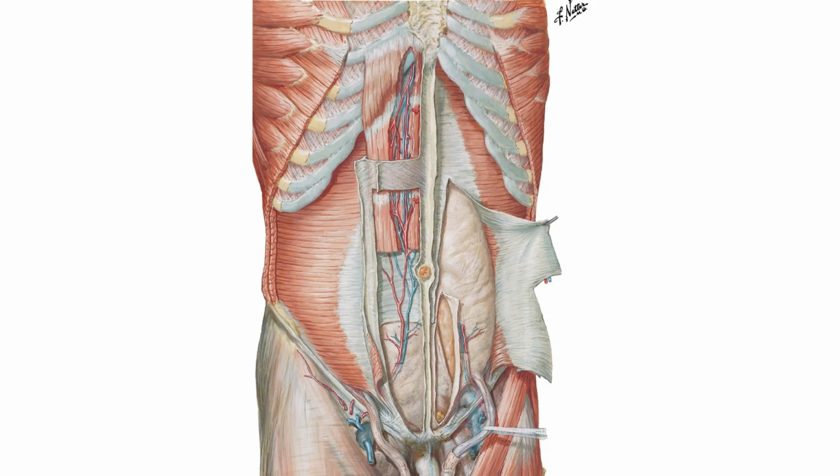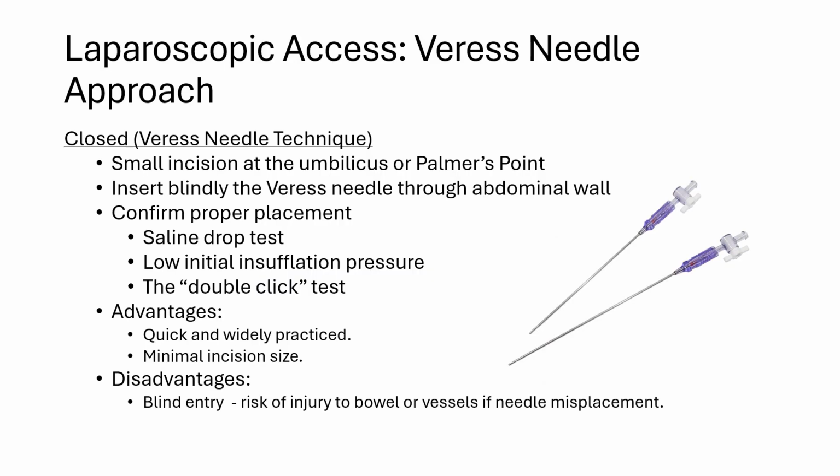Sweet. Now that we've covered all the pertinent anatomy, we can actually go ahead and learn about the different methods of gaining abdominal access. The first one I want to cover is called the Veress needle approach. It's also called the closed approach. And the way you do this is that you make a small incision at the umbilicus or at Palmer's point. If you recall, Palmer's point is 3 centimeters below the subcostal margin along the midclavicular line. You make that small incision and then you insert this Veress needle through the layers of the abdominal wall.